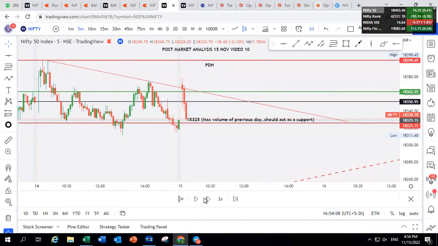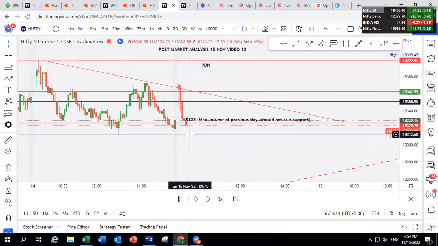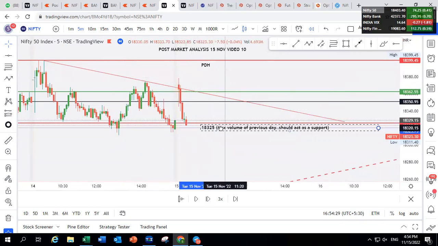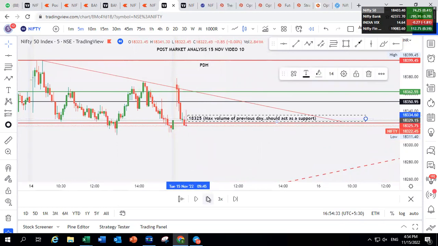So I waited again. Next candle happened. This candle also did not break. It took support from here. Now see, this candle broke, and that was the 9:35 candle. But this is my signal candle, so I'll wait for the next candle to give me a confirmation, and only after that shall I take a put.